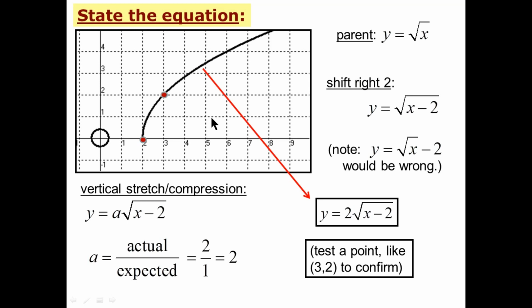Test a point, like 3, 2 to confirm. Let's test this point 3, 2, see if it fits. So I'm going to take an x value of 3, input it here. 3 minus 2 is 1, root 1 is 1, 2 times 1 is 2. So if I input 3, I do get, in fact, 2, which is what I'm supposed to get, because the point is 3, 2.